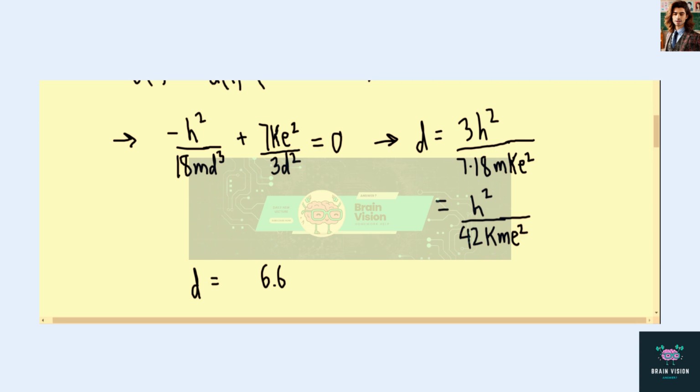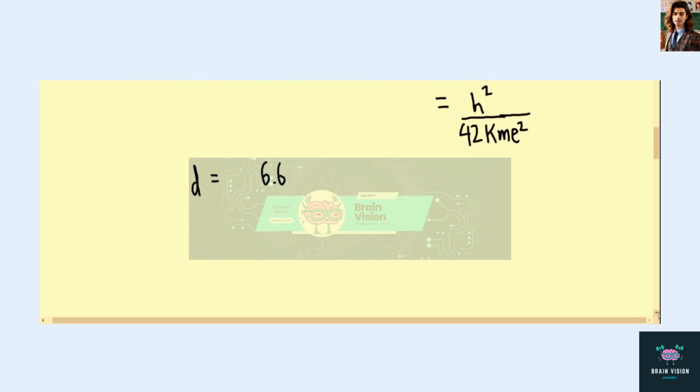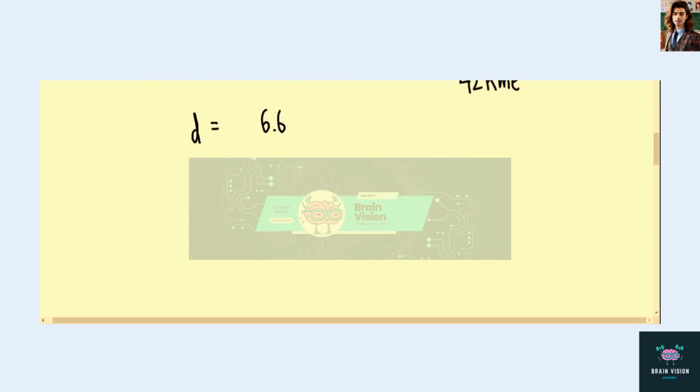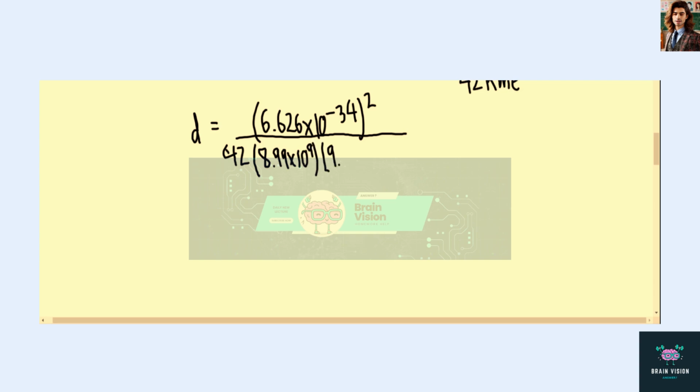And let's see, putting in the constants, then we have Planck's constant squared, and the K constant, Coulomb's constant, is 8.99 times 10 to the 9 in SI units. We have the electron mass, 9.11 times 10 to the minus 31, and we have the electric charge squared, which the electric charge is 1.60 times 10 to the minus 19.